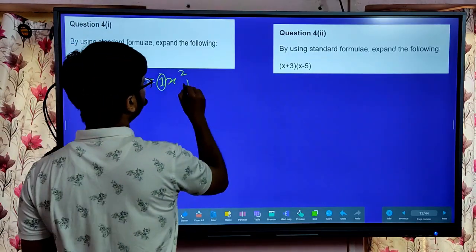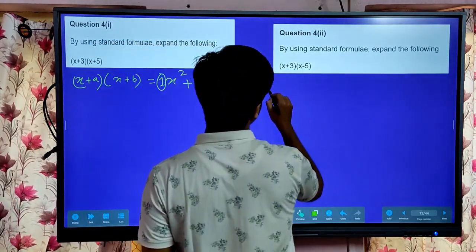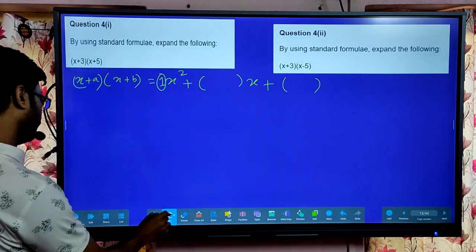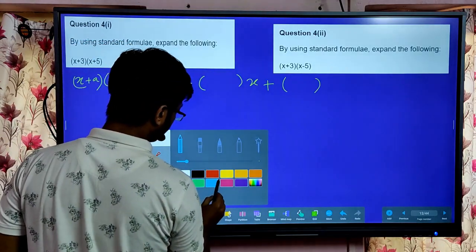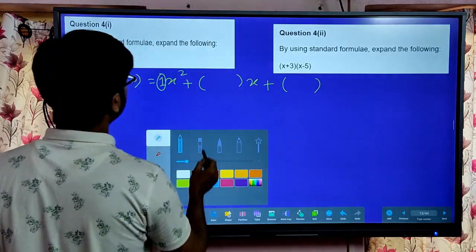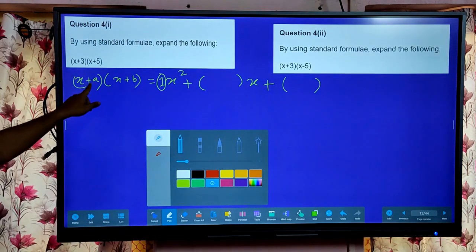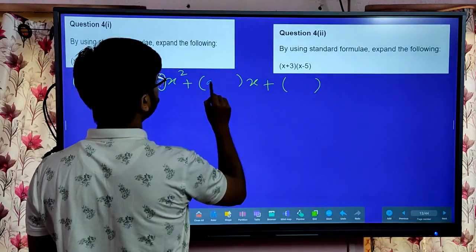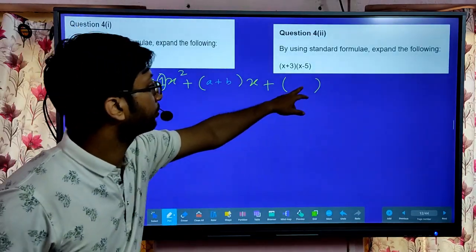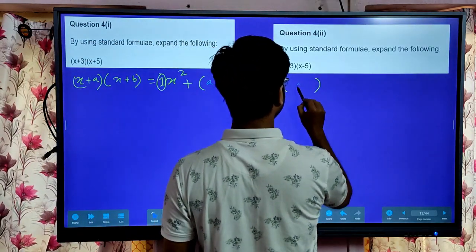Next term will be plus, you leave a gap and write x over here, and the third term will be the product. So now let us see how it fills this gap. This will be a plus b, so it is plus a plus b. Plus a, nothing means plus, and this will be the product ab. Here plus a into plus b will be plus ab.